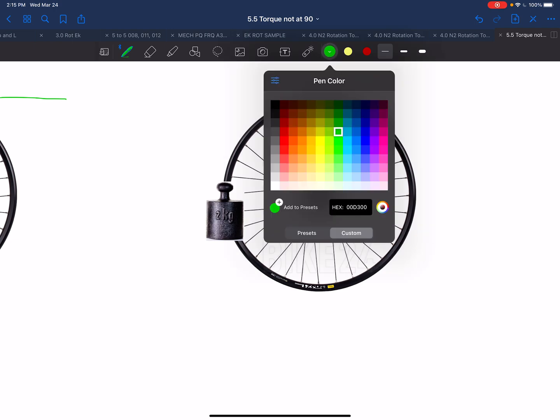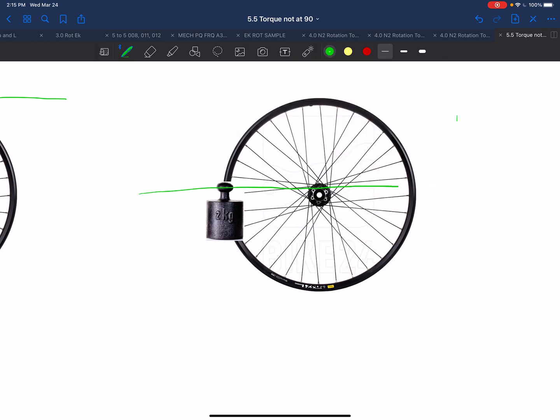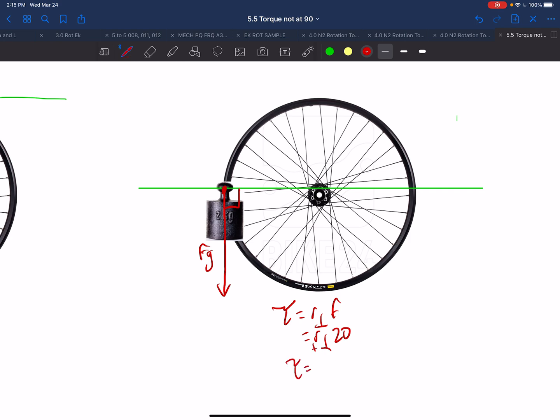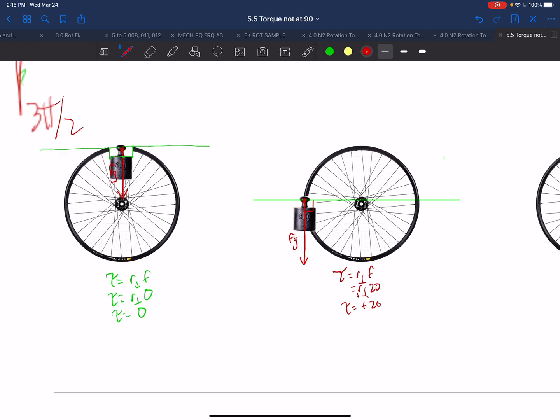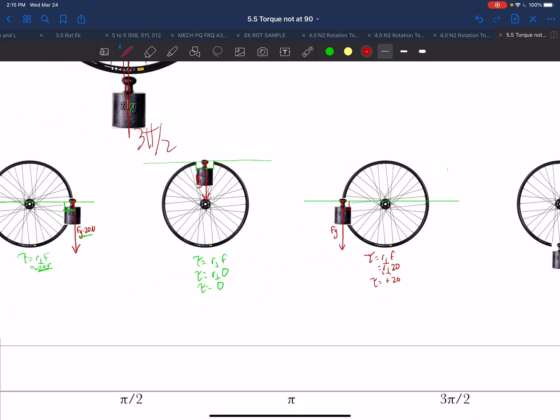This is starting to look a little familiar, perhaps. Your force of gravity, like so. And again, the two are perpendicular to each other. So the torque is R perpendicular times the force, and in this case, we have 20. But notice now it's a positive 20, so the torque is a positive 20. We had negative 20 torque over here, 0, positive 20.